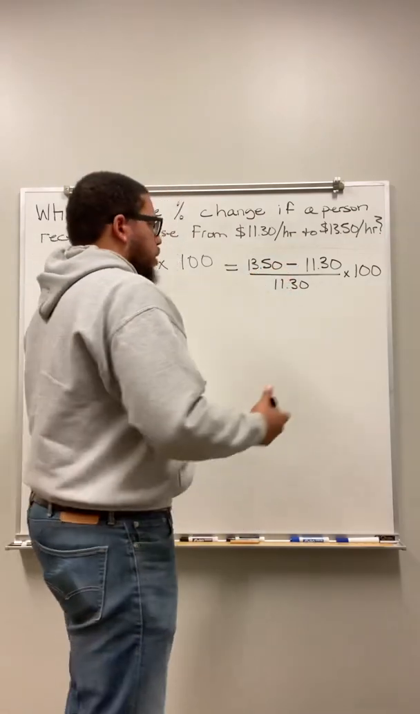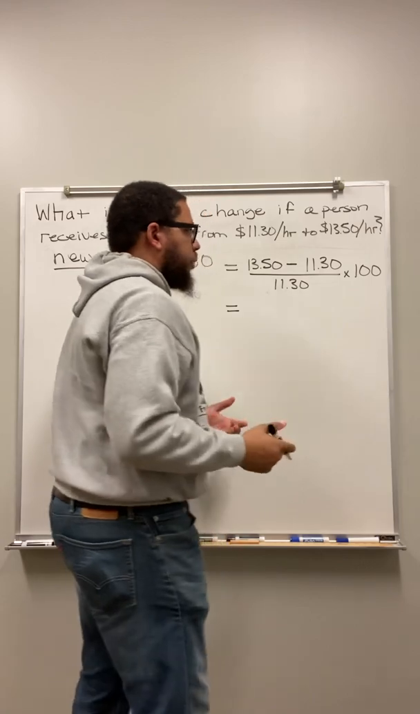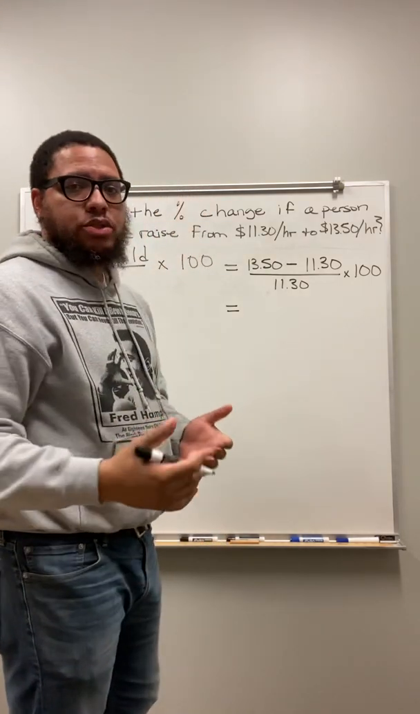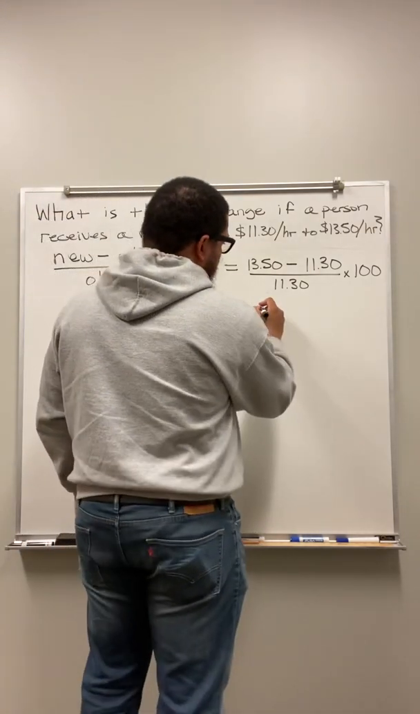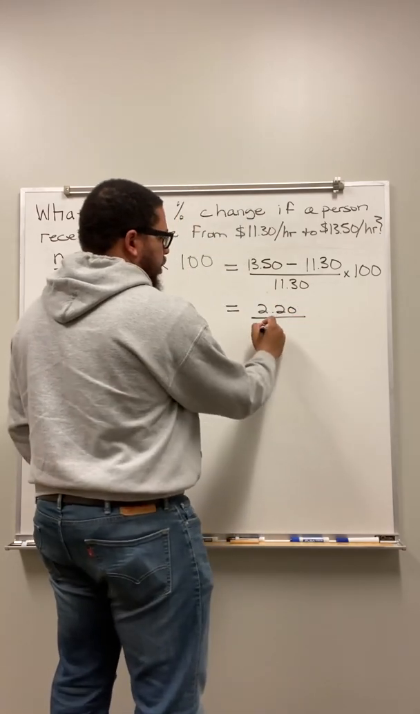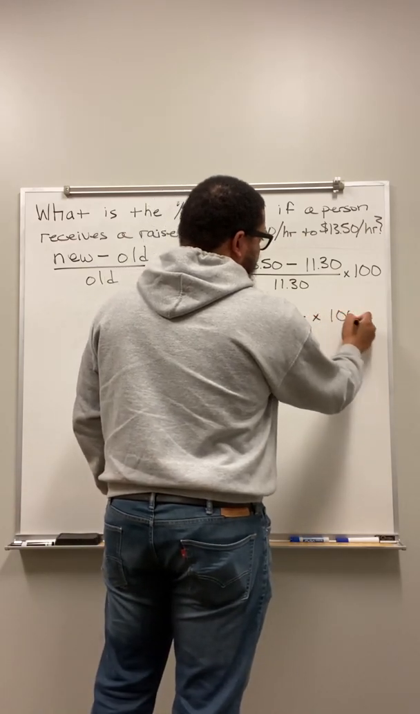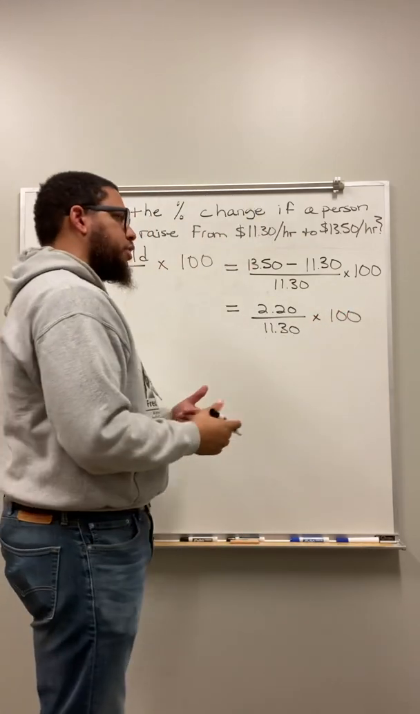So figure out, what is $13.50 minus $11.30? $13.50 take away $11.30 is $2.20. So all we need to do is write 2.20. Then we bring down our denominator, 11.30, and then we write times 100. That's our first step.